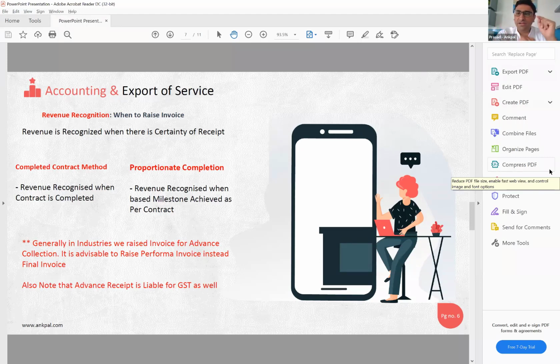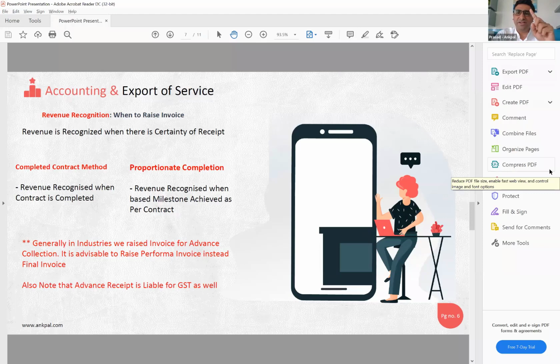Otherwise, you can do it with the LUT without charging the GST. Now, what if you have paid $5,000 GST at the time when you received the advance, and the final invoice of 10,000 you received in the next month? So next month, when you issue the final invoice, you can set off the advance GST paid on your advance receipt. So you have to pay only 5,000 rupees when you issue the final invoice.